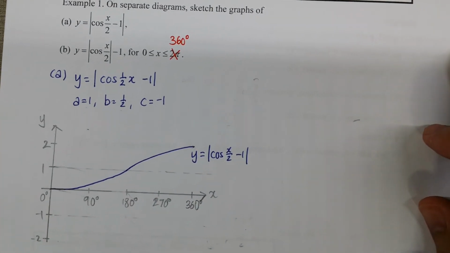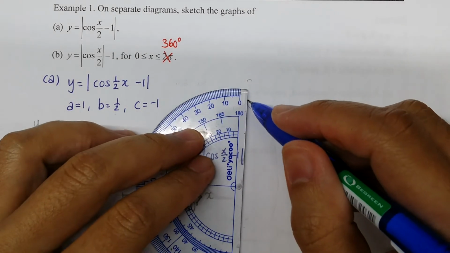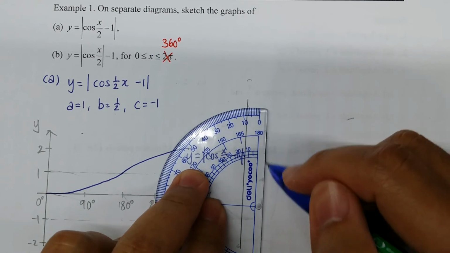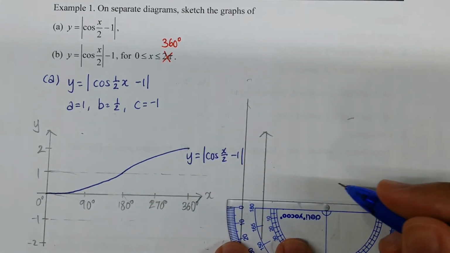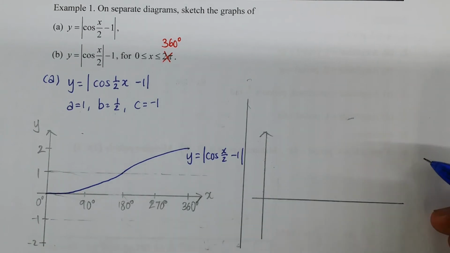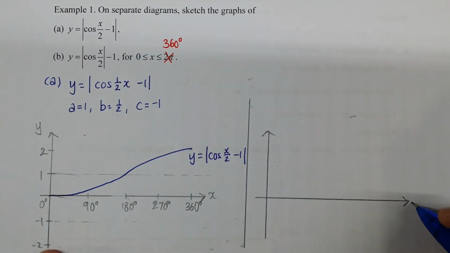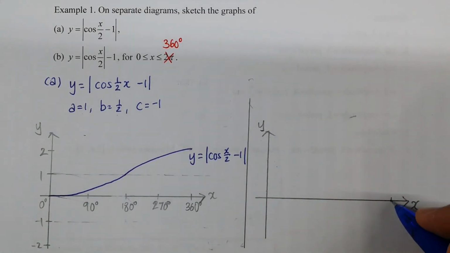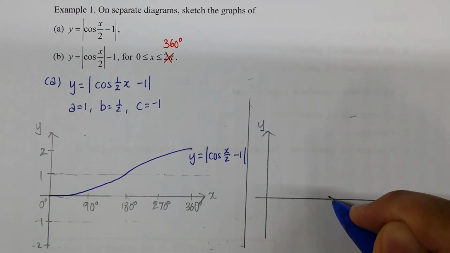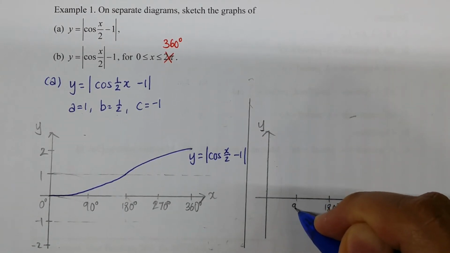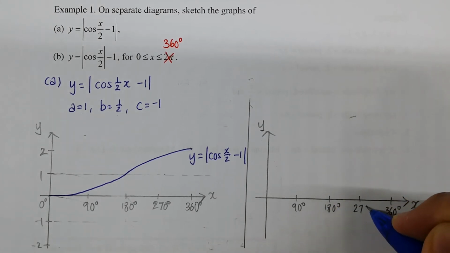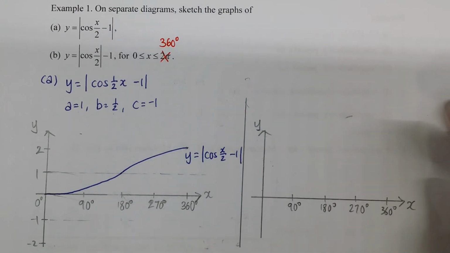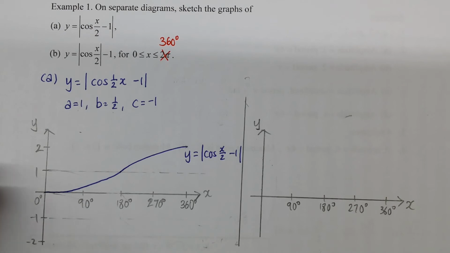Okay, let's compare with part B. What's the difference? Part B. Okay, same thing first. Mark out 360, mark out 180, mark out 90, and mark out 270. Okay, mark the values down first. Then let me take a look at how to do this question.